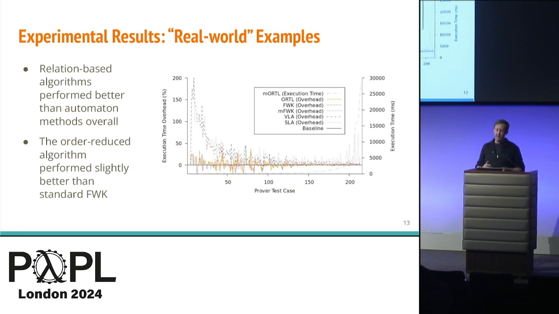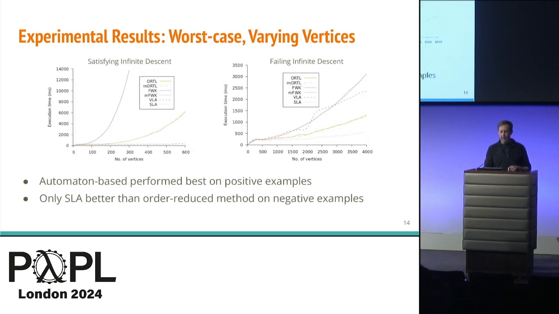What we found is that for the so-called real-world examples, there was a clear improvement with the relation-based methods over the automata-based methods. The relation-based methods are shown here in the yellow and red lines. We also saw, in line with the complexity analysis, that the order-reduced algorithm performed slightly better than the Floyd-Warshall-Kleene algorithm, although in these real-world examples there was not so much in it.